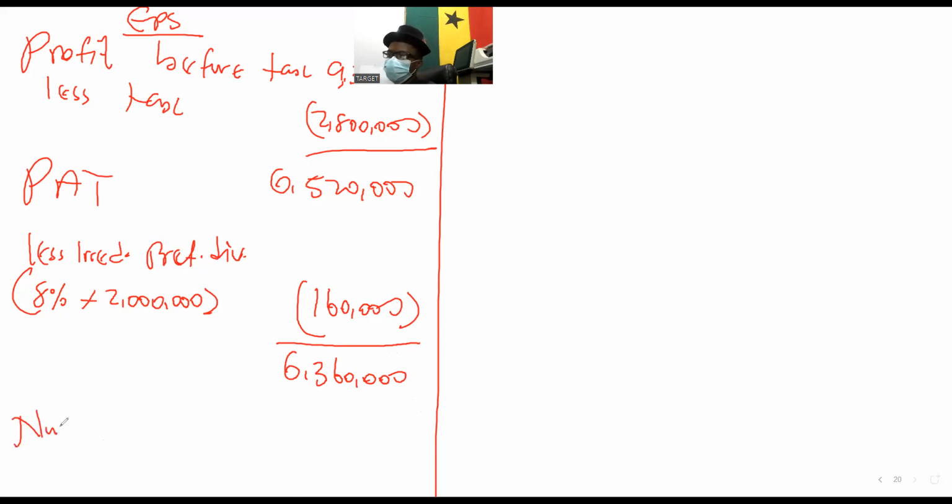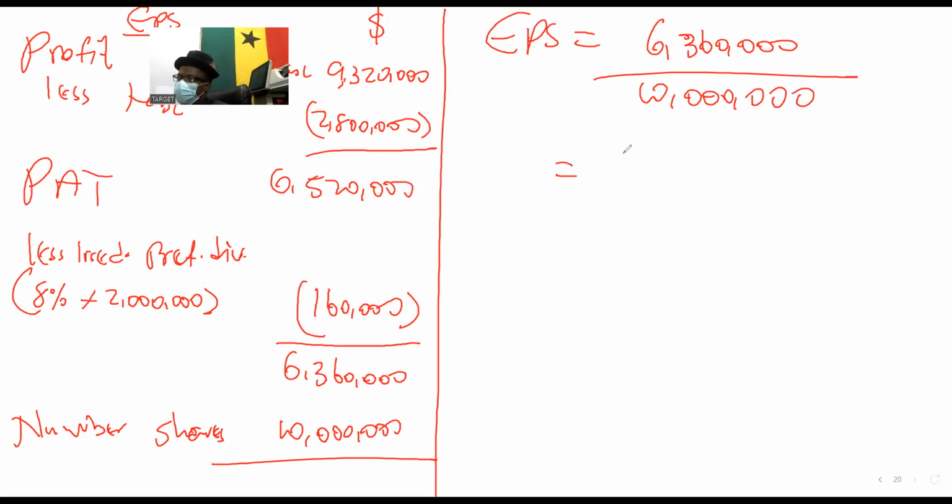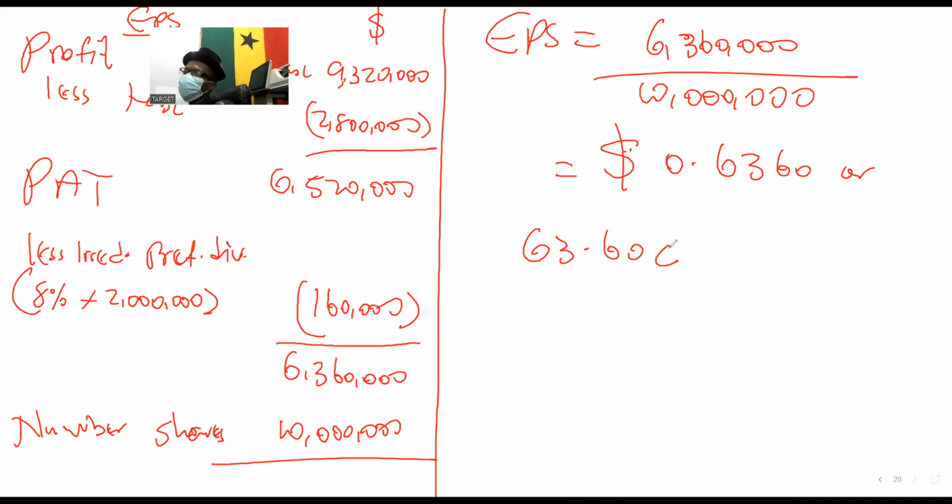Number of shares. What's the number of shares? It's 10 million shares. So therefore, earnings per share will be 6,360 all over 10,000, or 10 million. You get an answer of $0.6360, or 63.60 cents. I'm done with the computation. If you have a question, you ask.